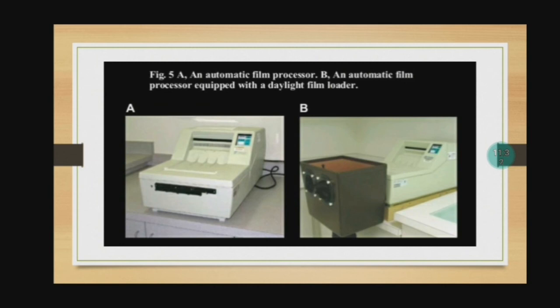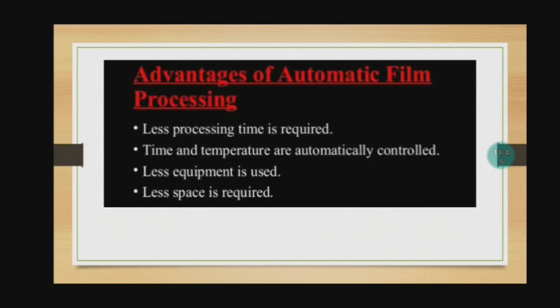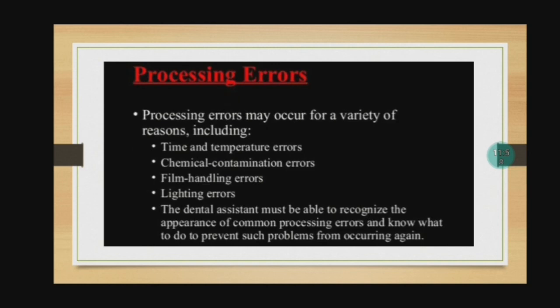So in figure 5, figure A is an automatic film processor, while figure B is an automatic film processor equipped with a daylight film loader. So advantages of automatic film processing. So less processing time is required, time and temperature are automatically controlled, less equipment is used, less space is required. Processing errors. So processing errors may occur for a variety of reasons, including time and temperature errors, chemical contamination errors, film handling errors, lighting errors.